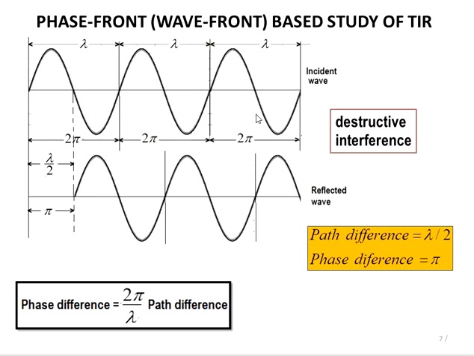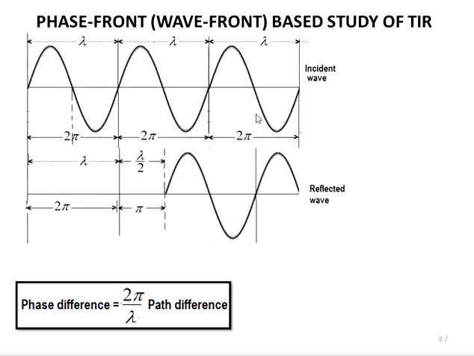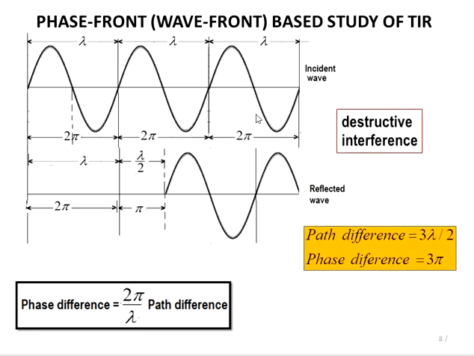Now let's again shift by one more lambda. In this case, the total phase difference between incident wave and reflected wave is 3 pi. Again, if you observe, the maxima of the incident wave will get added with the minima of the reflected wave. Again, there will be destructive interference. So the condition in this case is phase difference of 3 pi. So in general, we can say if the phase difference between the two waves is pi, 3 pi, 5 pi, 7 pi and so on, there will be destructive interference.